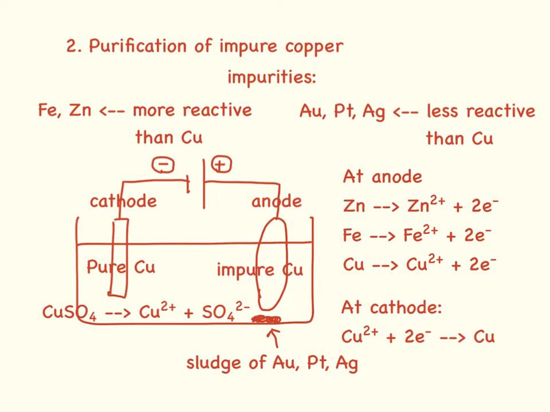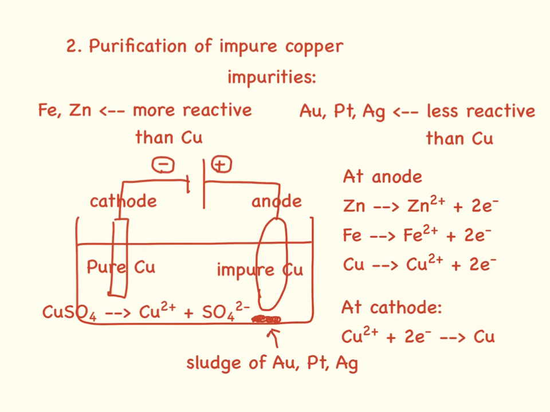The impurities in the impure copper object might contain metals more reactive than copper, such as iron or zinc. Or it may contain a metal that is less reactive than copper, such as gold, platinum, or silver. During the electrolysis, metals at the anode dissolve in the sequence of zinc, iron, and then copper.